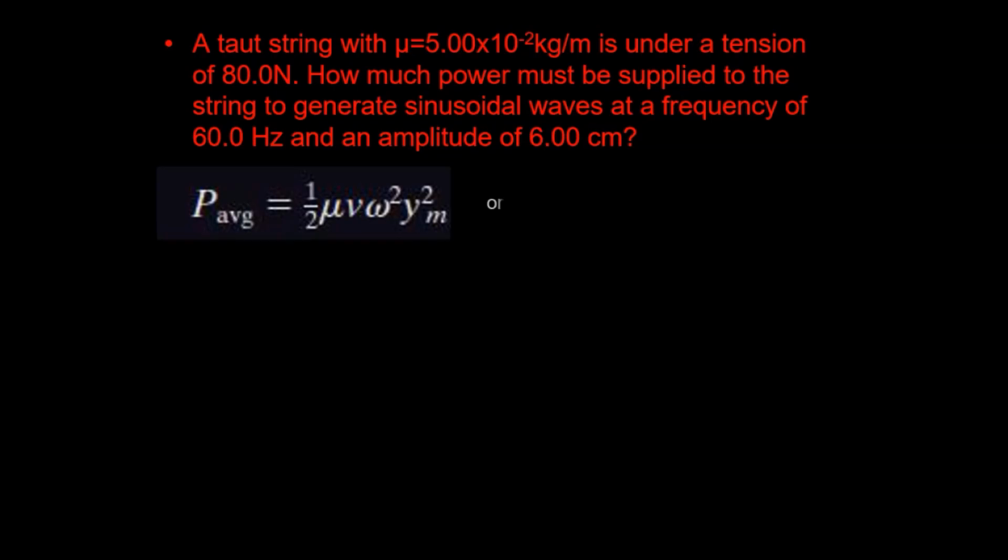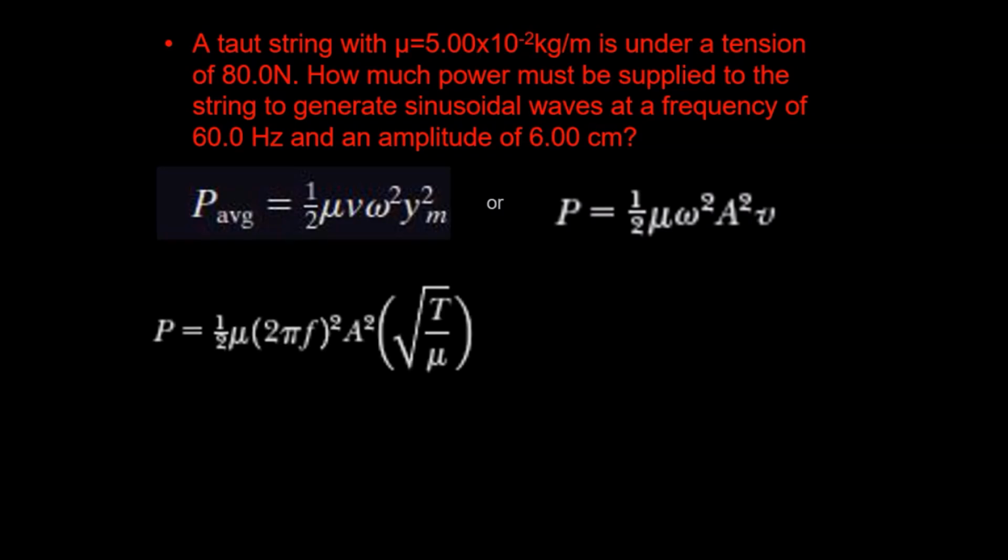Of course, this could be given a slightly different form of 1/2 mu omega squared A squared v. I've just substituted A in here for ym. I just kind of prefer A as amplitude. It seems to make more sense to me. The book uses ym. You may use any variable you want as long as you're correct. We are of course substituting in for v to say root T over mu. We could simplify this even further, even though we have T and mu and could proceed at this point.